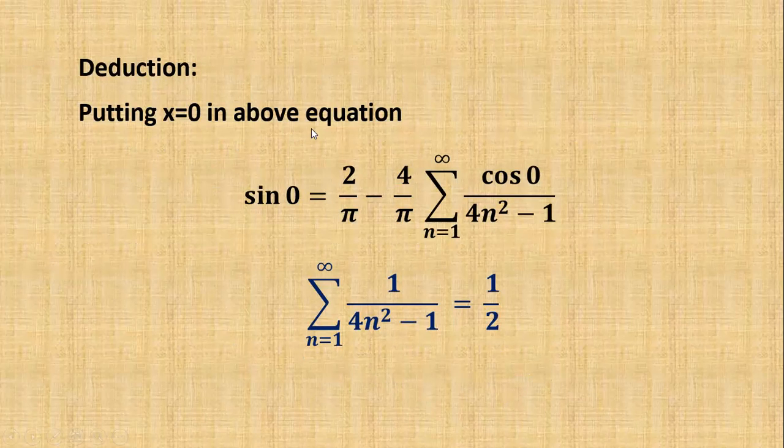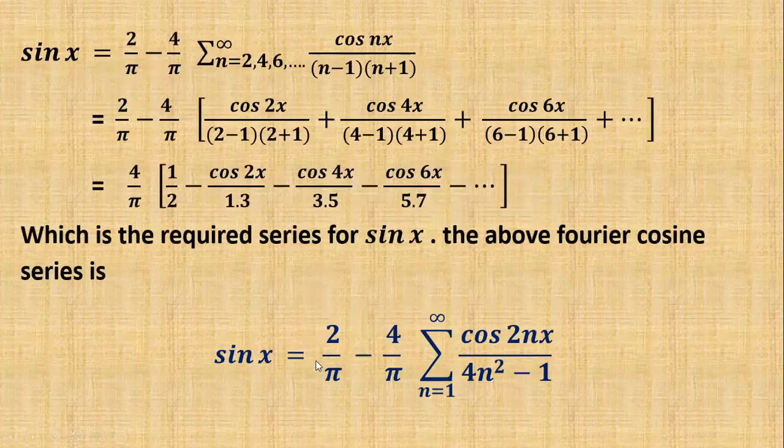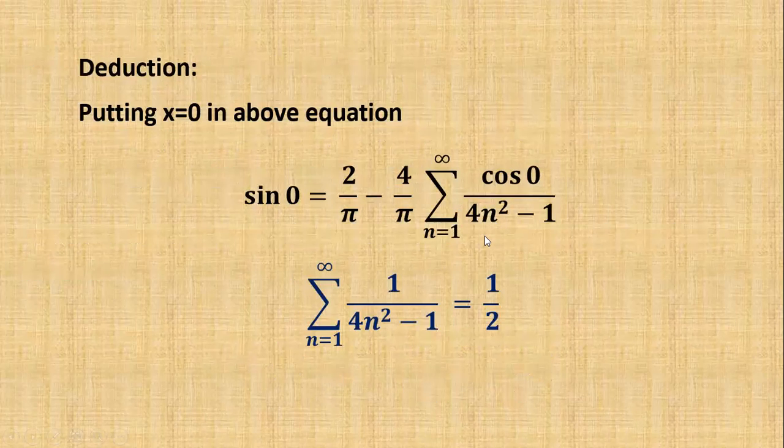Next, deduction. Putting x is equal to 0 in the above equation. So we substitute x is equal to 0 in the above equation. Left side sin 0 is equal to 2 by pi minus 4 by pi into summation n is equal to 1 to infinity cos 0 by 4n square minus 1. Here sin 0 is 0, cos 0 is 1.